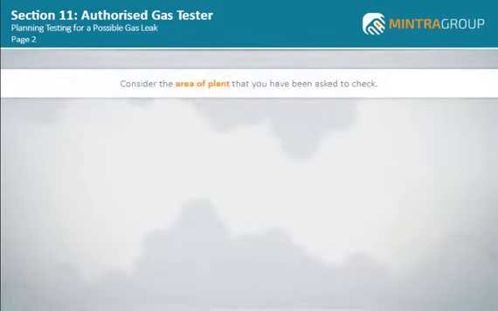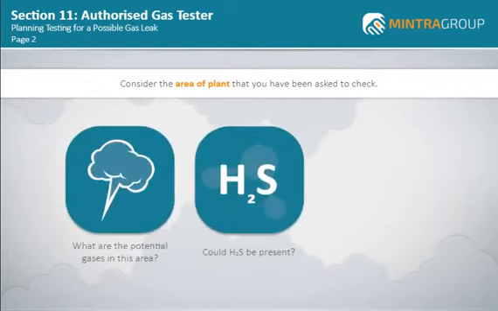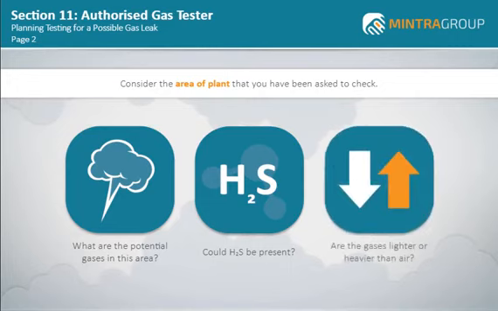The first part of the planning process is to consider the area of plant that you have been asked to check. What are the potential gases in this area? Could H2S be present? Are the gases lighter or heavier than air?